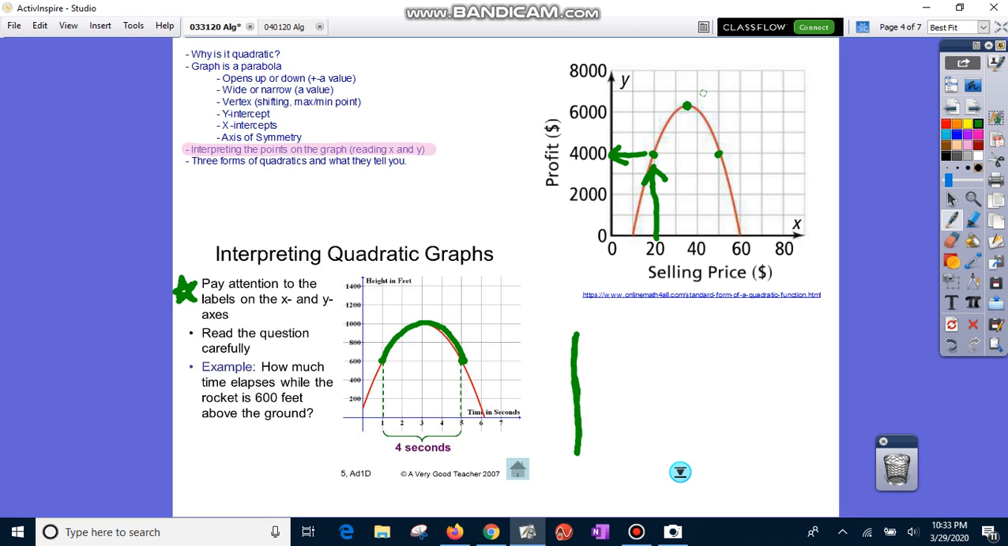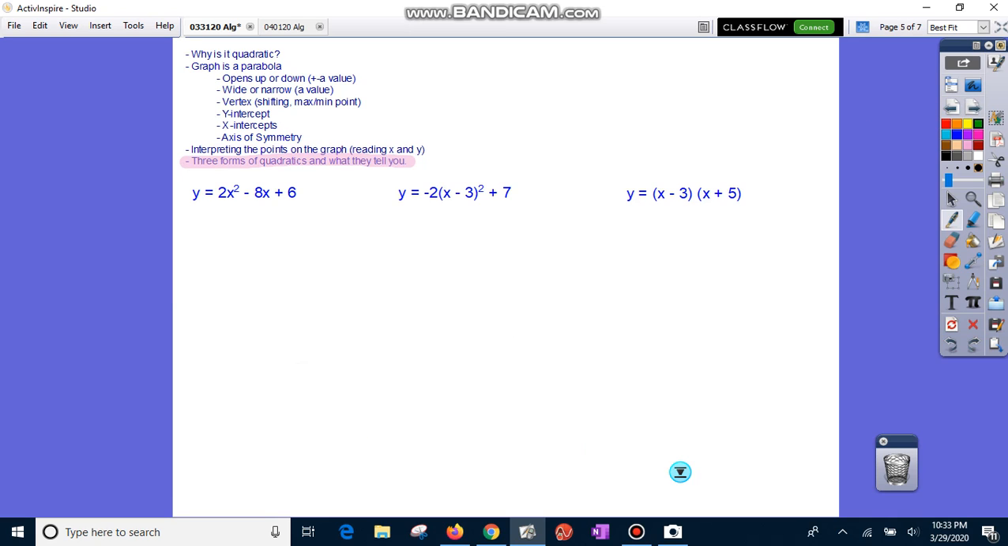And so what this maximum right here represents is at what price, probably somewhere around $35 here, you are going to get the maximum profit. That's an example. Or at what price will you make no profit? That'd be about $10 here, or about $60 here, that you would make no profit. So again, lots of different things, but just think about your interpretations.